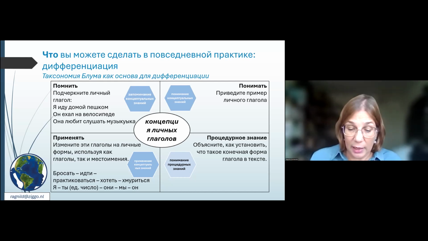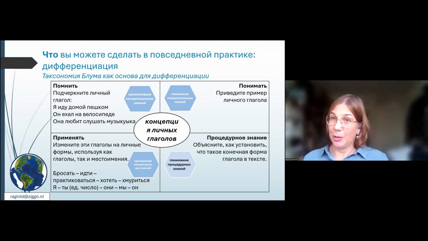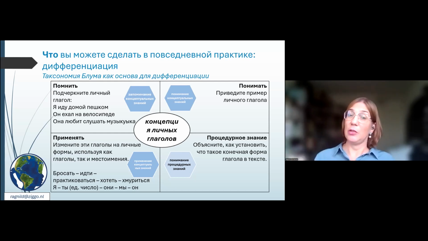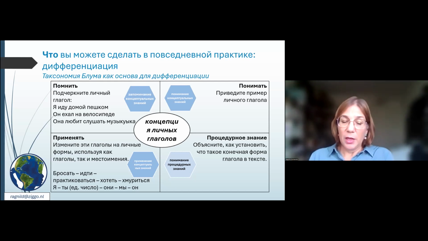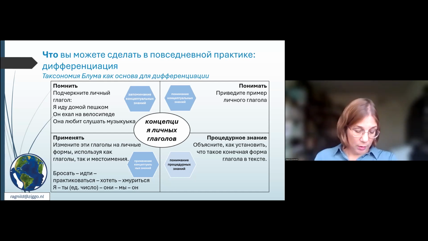Or you ask them to make a step in the knowledge dimension and ask them to explain the procedure. How do you recognize a finite verb in a sentence? And if they can explain that to other students, you know they have the procedural knowledge. So these steps can be expanded on both dimensions. So I hope this makes clear for you how this differentiation is made possible. Quick look at the time, a few more minutes left.